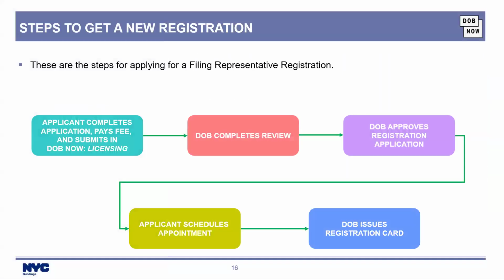So having said that, let's talk about the steps to apply for a filing representative registration. First thing is you're going to need to log into DOB Now, complete your application, pay your fee, and click submit in DOB. Best case, DOB will approve your registration application. You will need to schedule an appointment to come into the DOB office to get your registration. And then at that appointment, you will be issued your card.